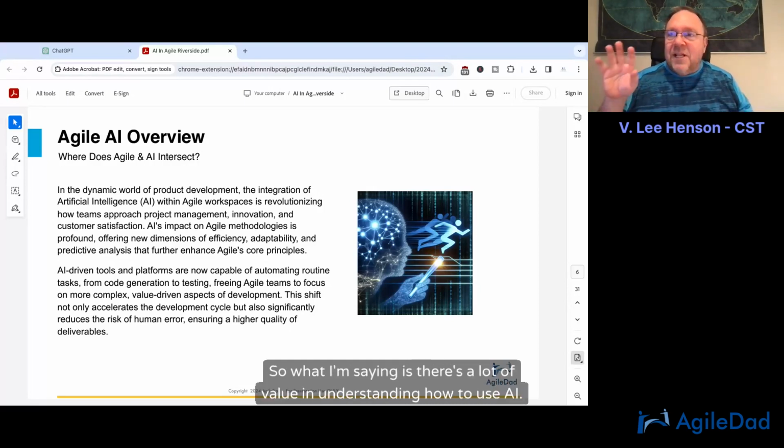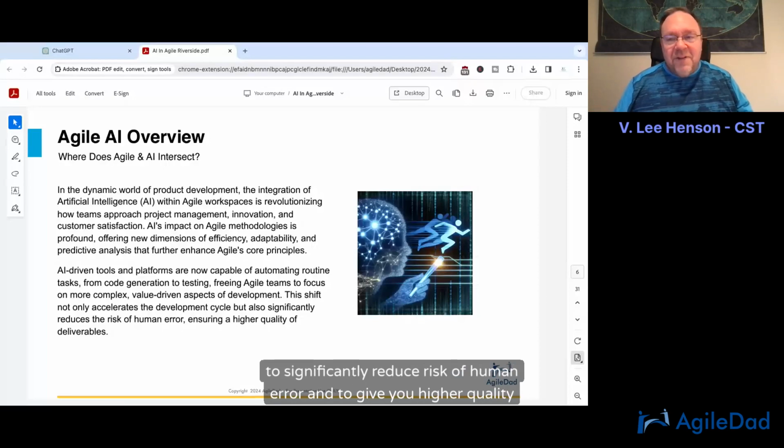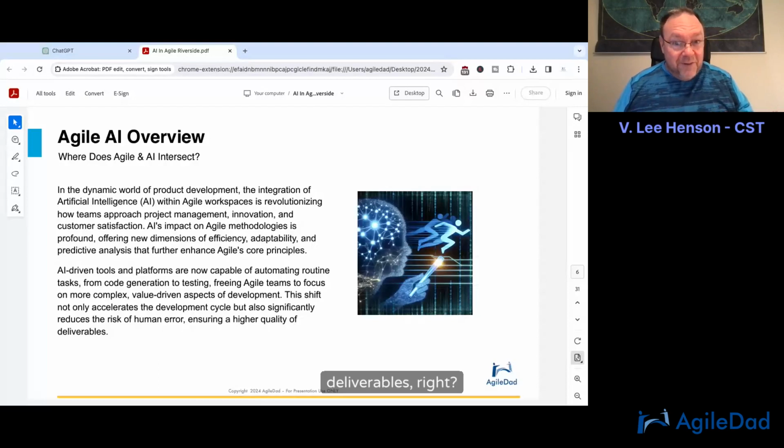So what I'm saying is there's a lot of value in understanding how to use AI to significantly reduce risk of human error and to give you higher quality deliverables, right? So there's nothing wrong with using AI.